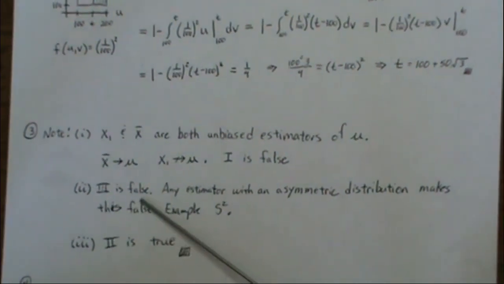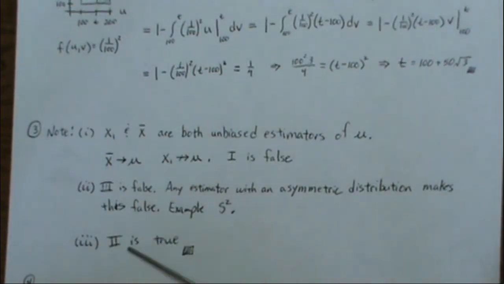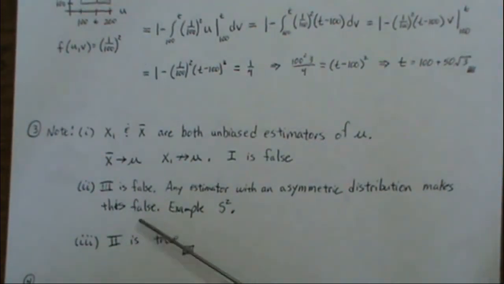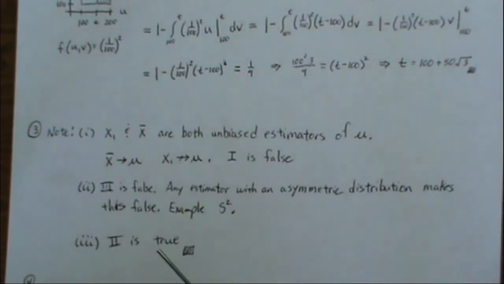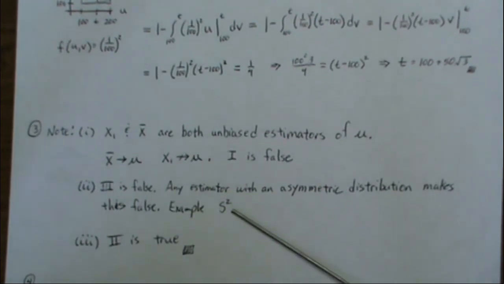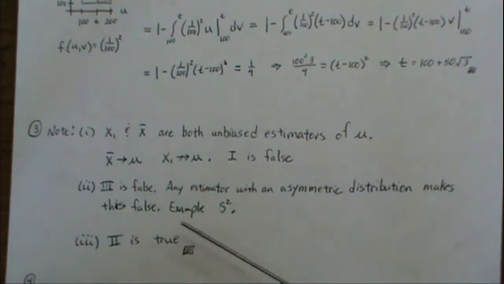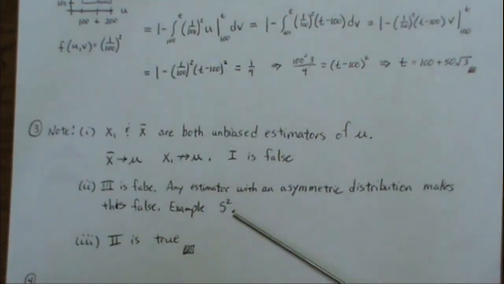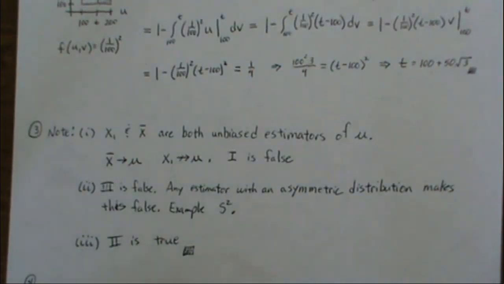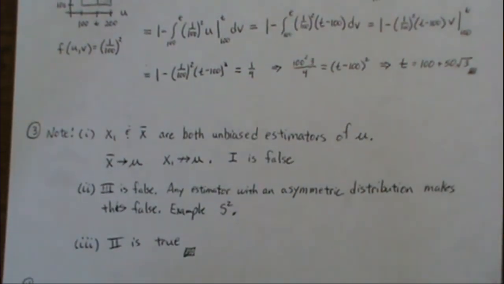And then for number 3, any estimator that has an asymmetric distribution makes this one false. If it's asymmetric, it means the probability of being on one side or the other is not the same. So an example is s squared, the unbiased estimate of the variance, is a chi-squared, which is not symmetric. So the probability of being more or less than this is not the same. But statement number 2 is correct, in that the expected value always equals the population value.